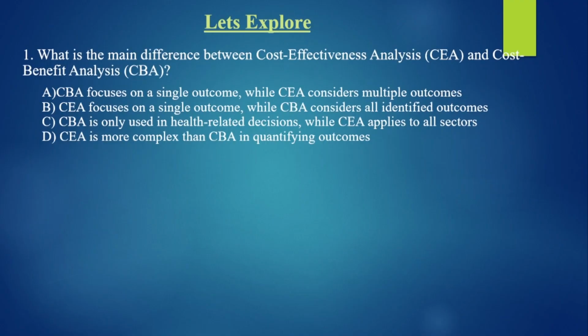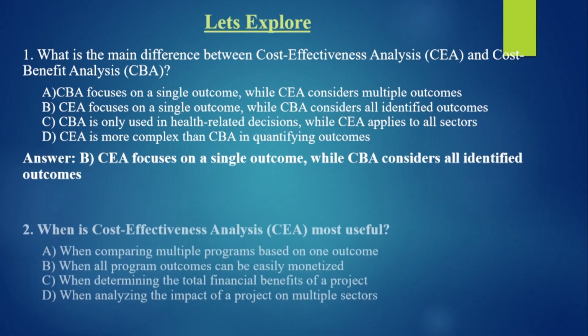So let's explore some questions I have mentioned here. What are the main differences between cost effectiveness analysis and cost benefit analysis? Options: A, CBA focuses on a single outcome while CEA considers multiple outcomes. B, CEA focuses on a single outcome while CBA considers all identified outcomes. C, CBA is only used in health related decisions while CEA applies to all sectors. D, CEA is more complex than CBA in quantifying outcomes. These are the answer options here.